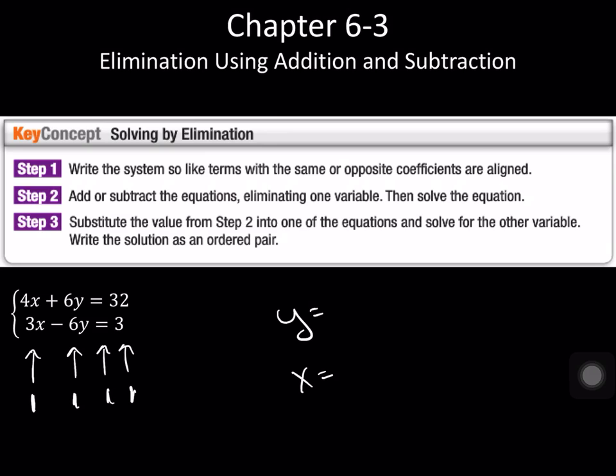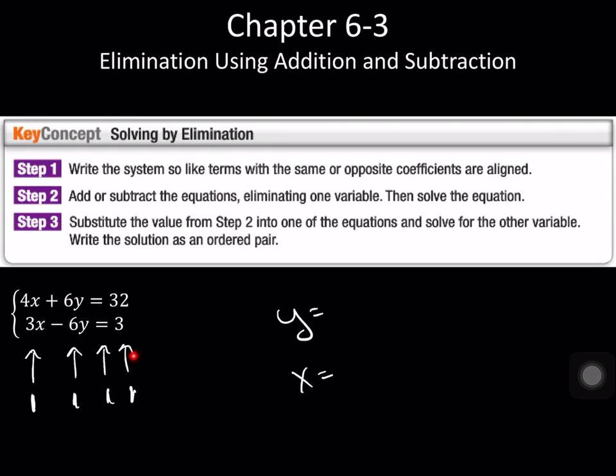And the next step is that we want to be able to add or subtract the equations, and we'll figure out which one in just a minute. But what we're trying to do here is eliminate one of the variables. Notice down here we've got a plus 6y and a minus 6y. And so if we add those two terms together, the y's would disappear. And that's what we're trying to do. We're trying to eliminate a variable. What's left over is going to be an equation that has just one variable. So when we eliminate the y's right here, we're going to be left with an equation that only has x's. x equals something. So we can solve for x.